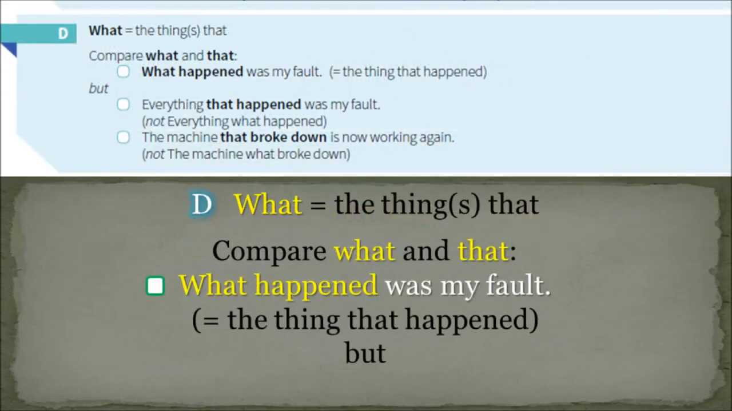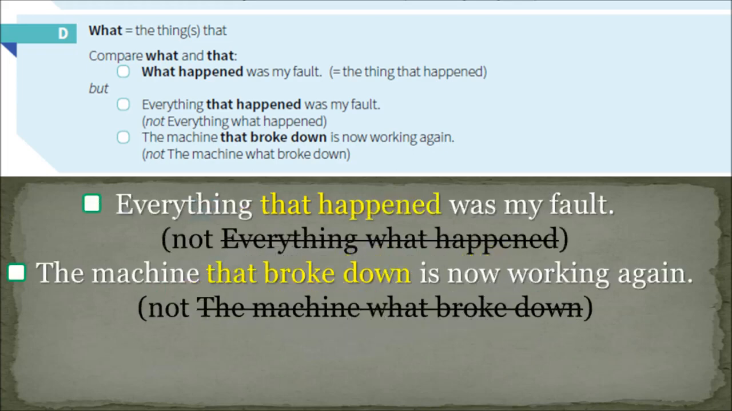D. What equals the thing that, or the things that. Compare what and that. What happened was my fault. Equals the thing that happened. But. Everything that happened was my fault. The machine that broke down is now working again.